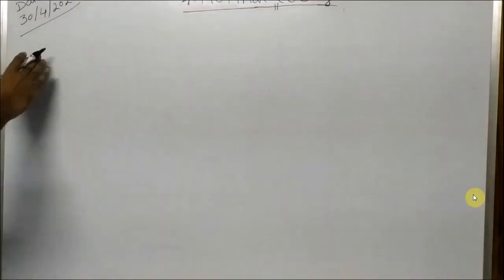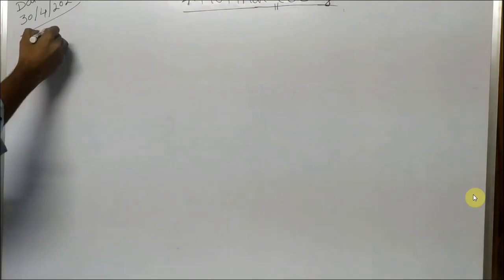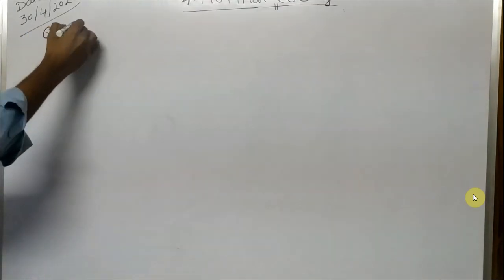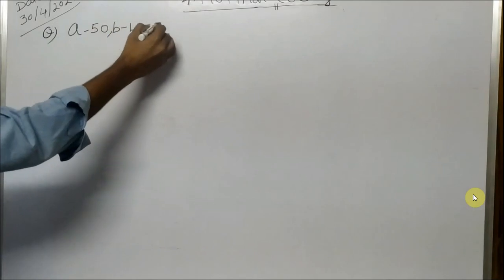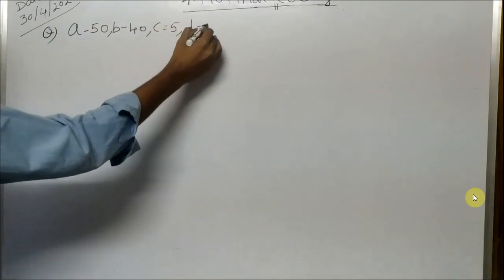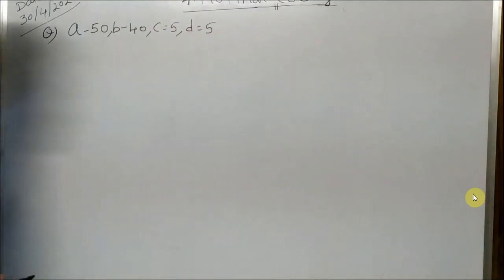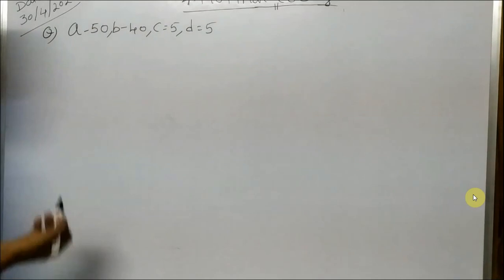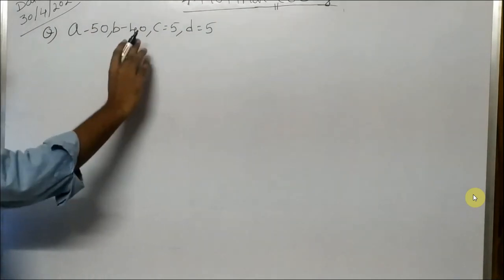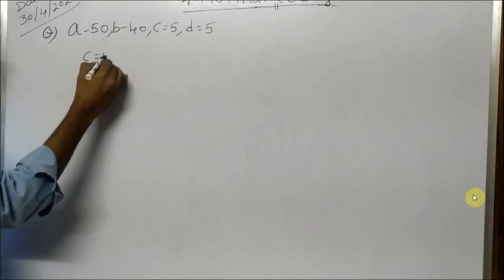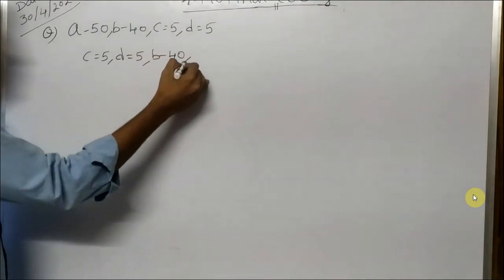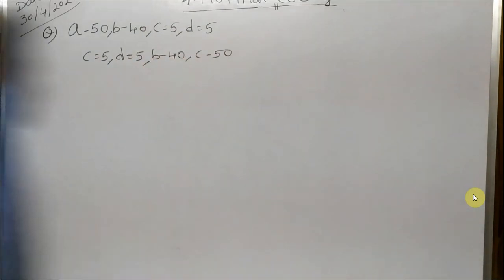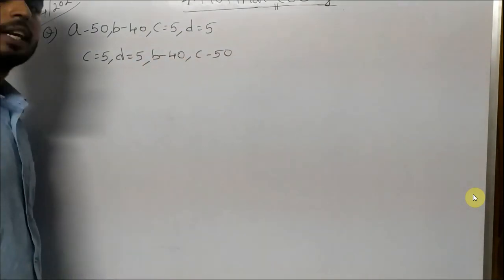Let us take, they have given a value as 50, b value as 40, c value as 5, d value as 5. Construct a Huffman tree for this one, right? So what we are going to do, we are going to sort the data: c value 5, d value 5, b value 40, a value 50, right? Now we'll start constructing the Huffman tree.